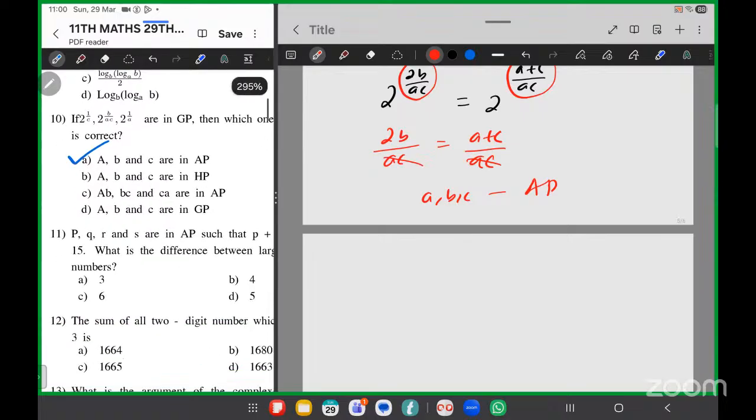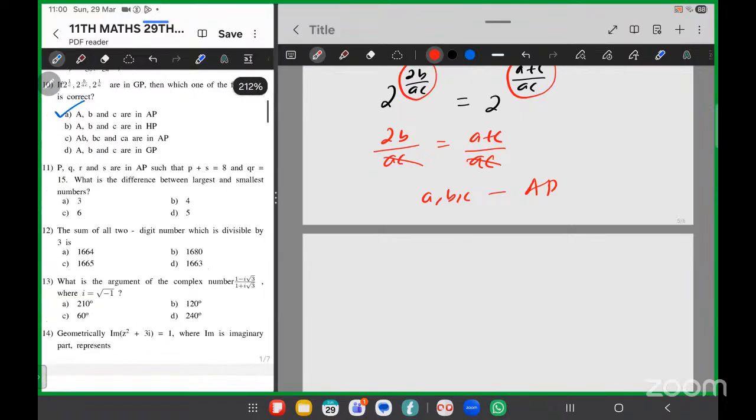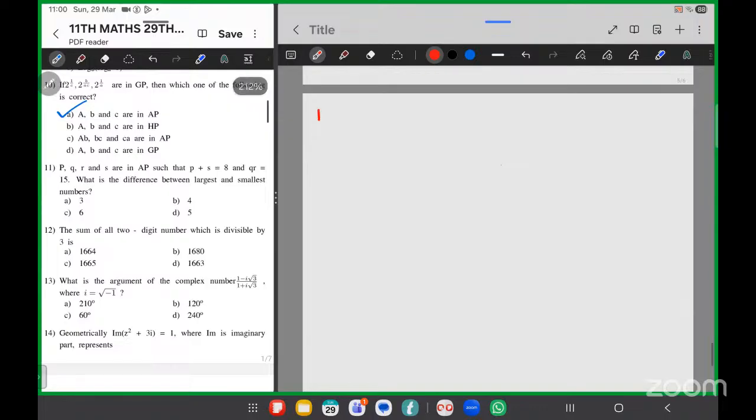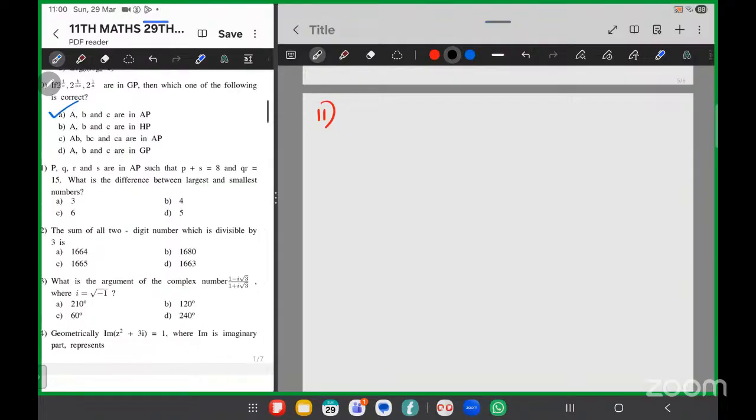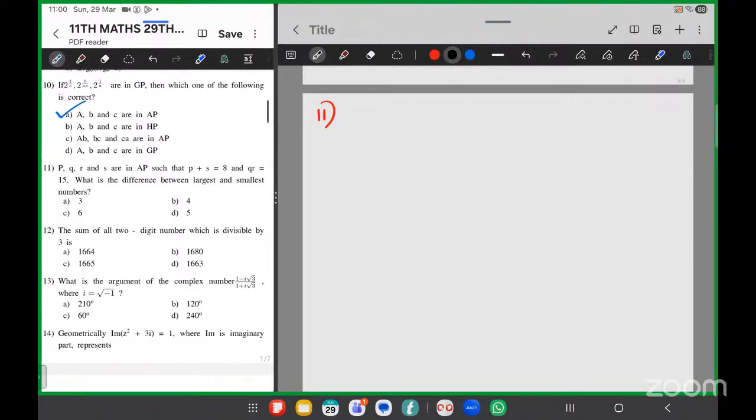Question number 11. PQRS in AP such that P plus S is equal to 8 and QR equal to 15. What is the difference between the largest and smallest numbers? Largest and smallest number का difference चाहिए. So S minus P चाहिए.